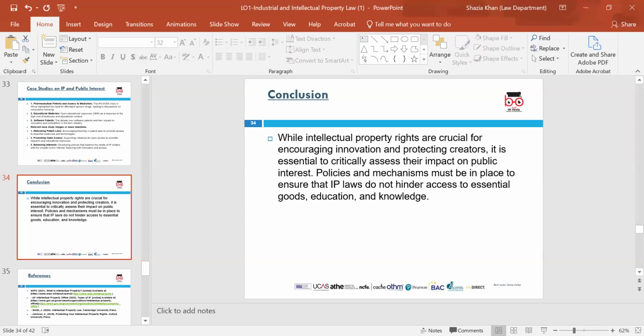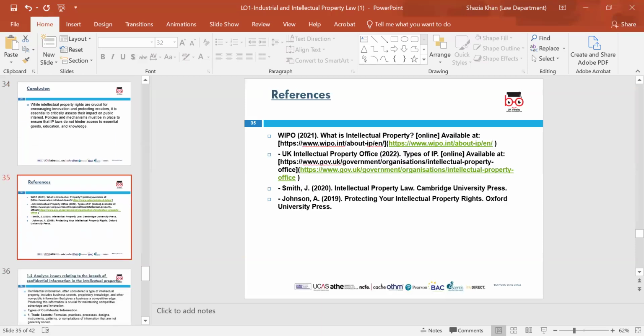So as societies change, it's used in everyday life. So we need to make sure that it does not hinder any essential goods, education or knowledge. These are the references used for assessment criteria 1.4.